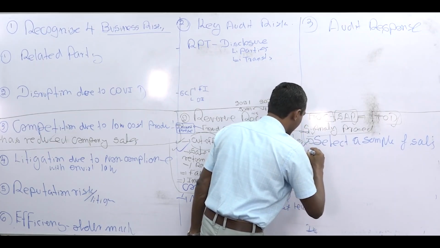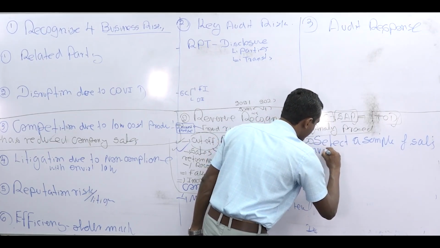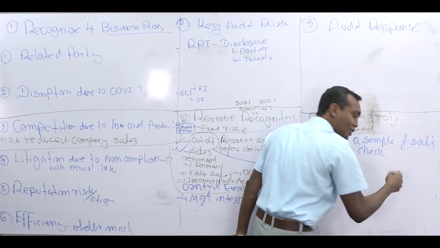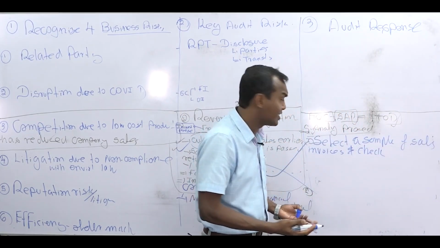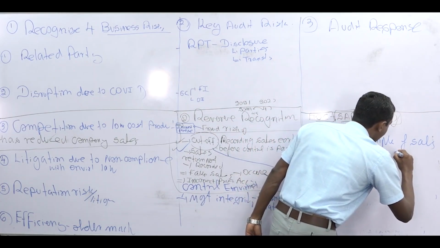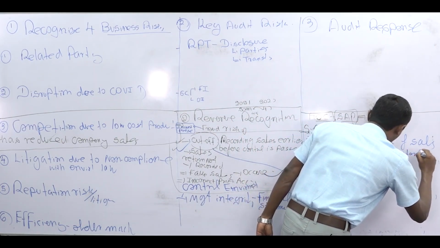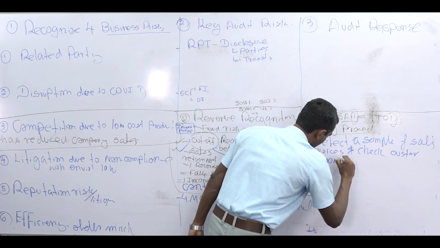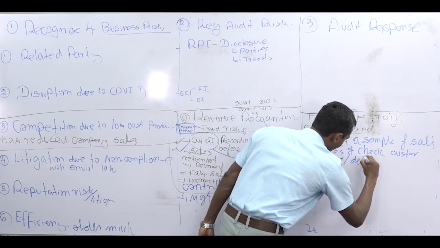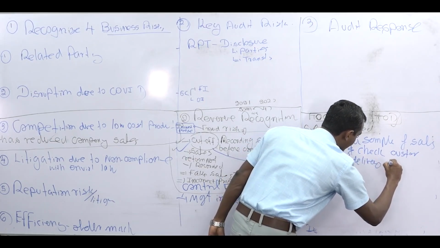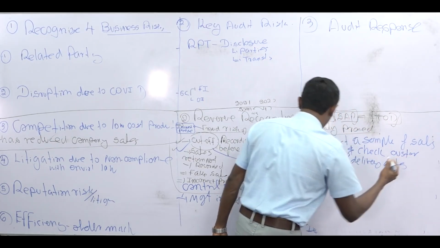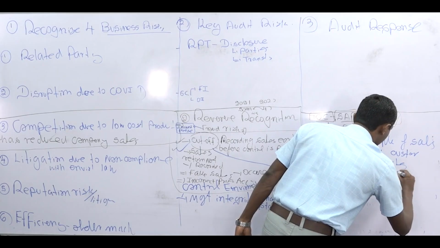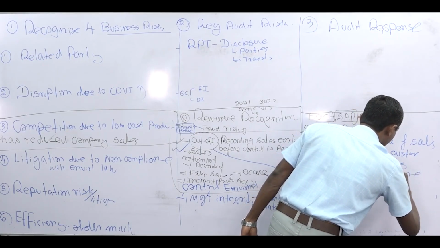Select a sample of sales invoices and check whether it is actually sold to customer. If customer has taken, it's not a dummy sales, and check customer acknowledgement or delivery details. Same thing that we use for cutoff, but here you don't need to limit it to cutoff period but any period, so that this covers, remember what assertion? Occurrence. Occurrence means recorded transaction has occurred.